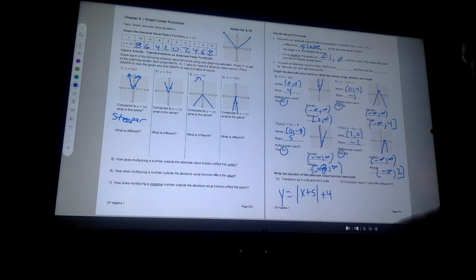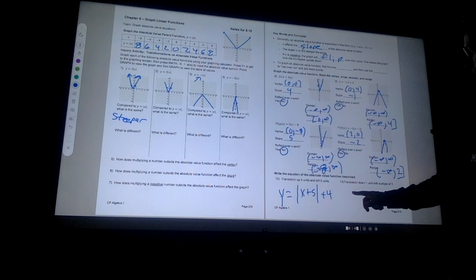Translation down 1 unit with a slope of 3. All right, so this one's going to be y equals 3 absolute value of x minus 1. And that just moves it down.